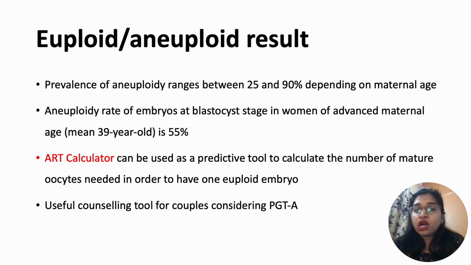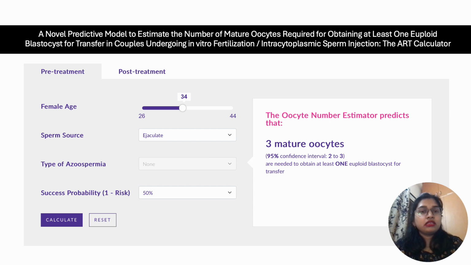They act as a useful counseling tool for couples who are considering PGT-A. This is the ART calculator that you can find online. It's a novel predictive tool to estimate the number of mature oocytes required for obtaining at least one euploid blastocyst for transfer in couples undergoing IVF or ICSI.